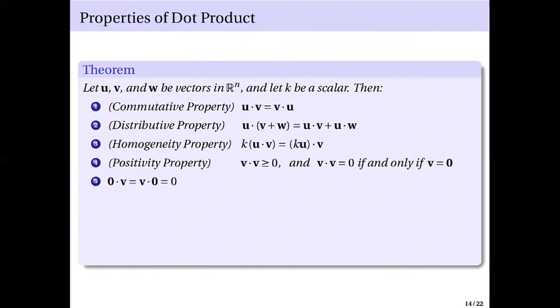Next property here: if you dot any vector with the zero vector, so 0 dot v, this is the same as v dot 0 because of the commutativity property. It's the zero scalar. Notice this is boldface because I'm talking about the zero vector. Here, this is not boldface because this is the zero scalar.